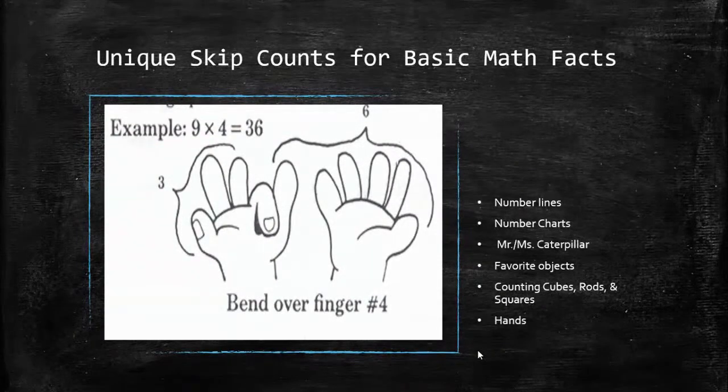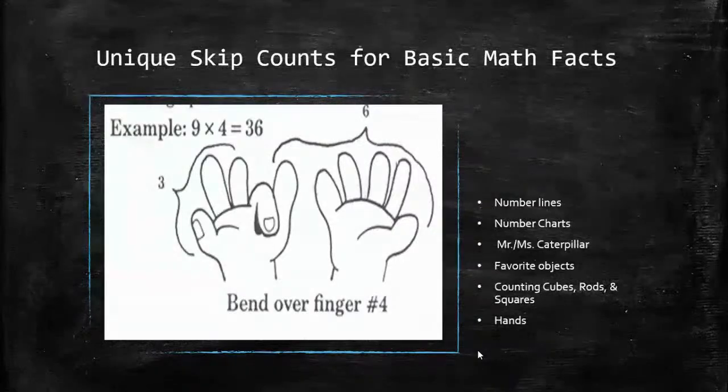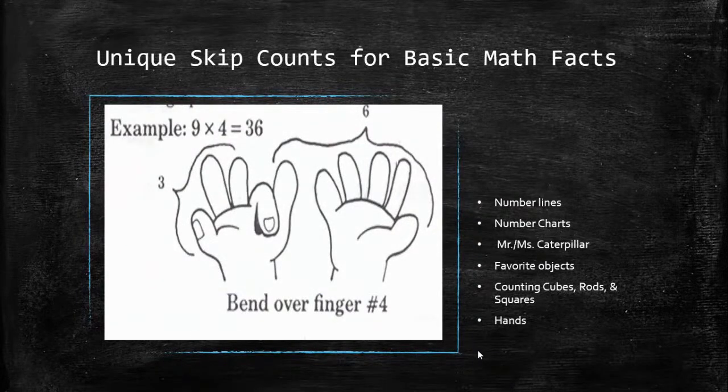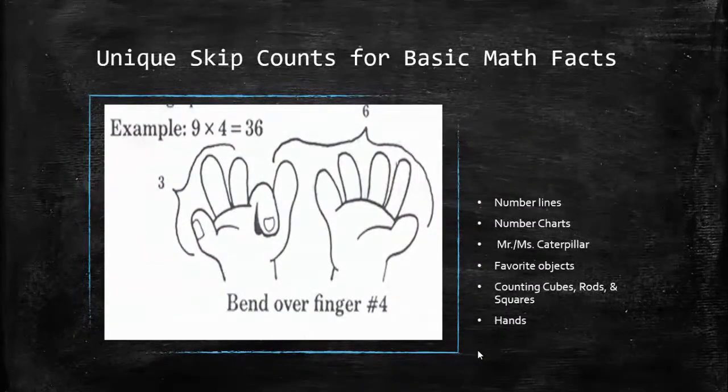Bend the ring finger. Once you bend that ring finger, know that you will not count that finger. You will not count it for your tens. You will not count it for your ones. So the fingers to your left that are standing up and standing out, those are considered your tens. The fingers that are to the right of the bent finger, those are considered your ones.